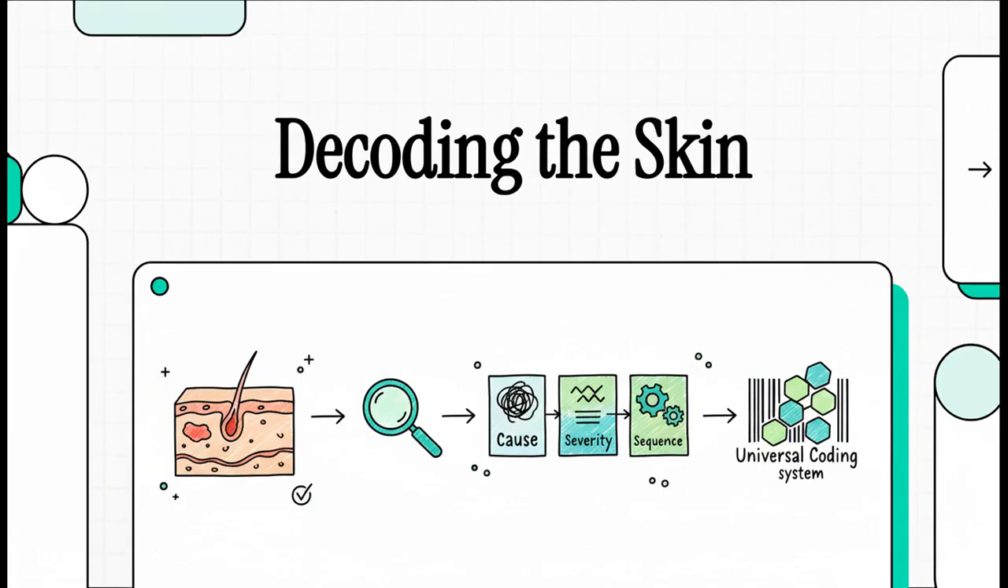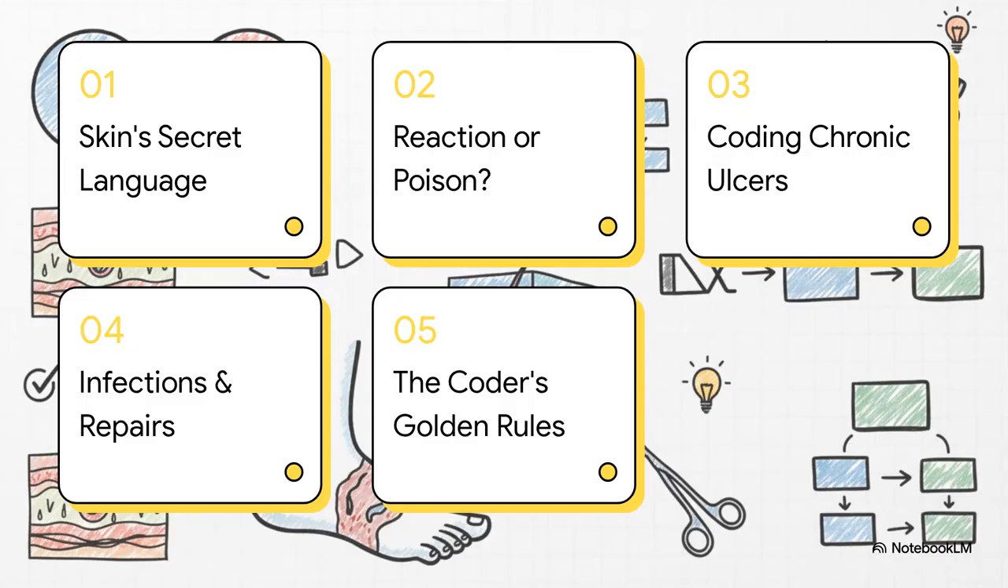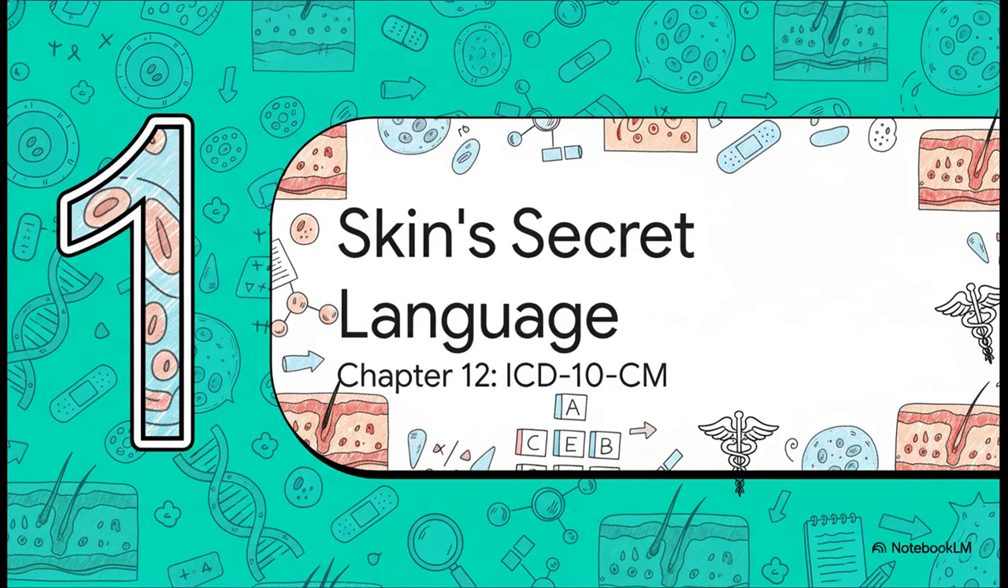Today, we're going to crack the code for one of the most amazing and complex organs in the human body, our skin. So, here's our game plan. First, we'll get into the skin's secret language itself. Then, we'll dive into some real-world detective work, like figuring out if dermatitis is a reaction or a poisoning. We'll tackle chronic ulcers, then infections and repairs, and we'll wrap it all up with the absolute golden rules for any medical coder. All right, let's get right into it.